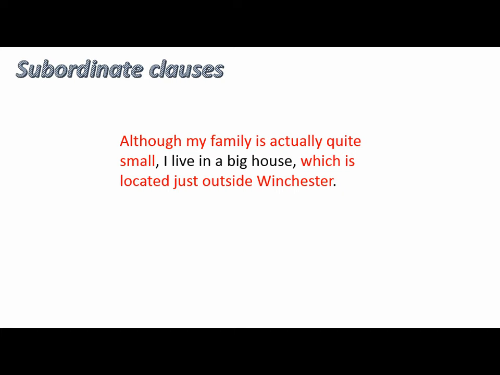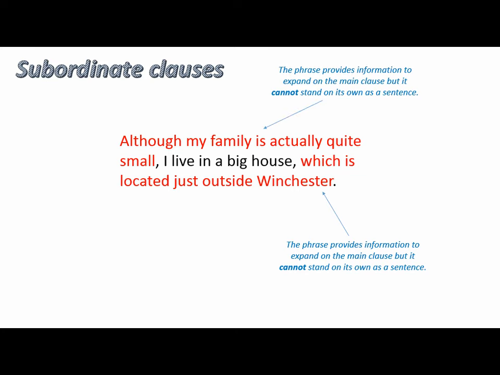Here is another example, a sentence with two subordinate clauses. Although my family is actually quite small, I live in a big house, which is located just outside Winchester. So we have the same subordinate clause as before, which is located just outside Winchester. It can't stand on its own as a sentence, but it provides information as to where this big house is.